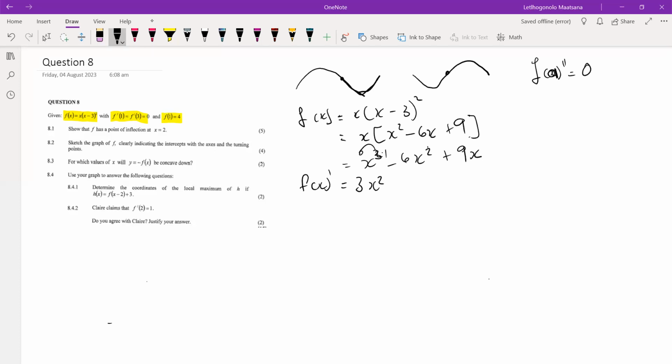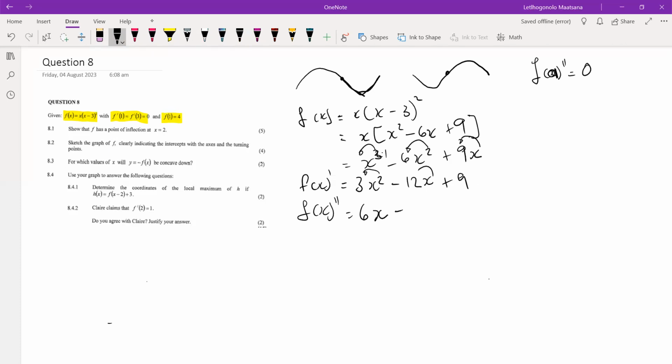For our first derivative, we multiply the exponent with the coefficient and we minus 1 from the exponent. We multiply the exponent with the coefficient and we minus 1 from the exponent. And again, we multiply the exponent with the coefficient, we minus 1 from the exponent, which will give us x to the power of 0, and anything to the power of 0 is 1.